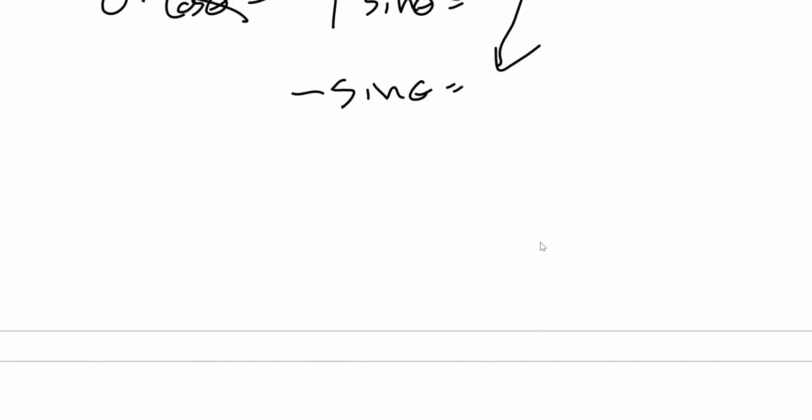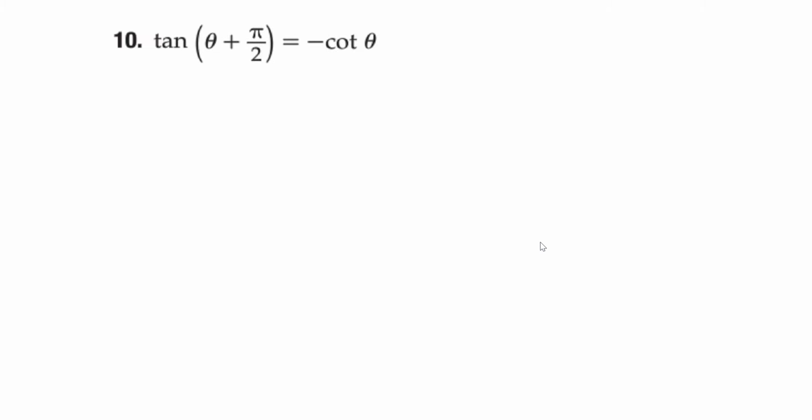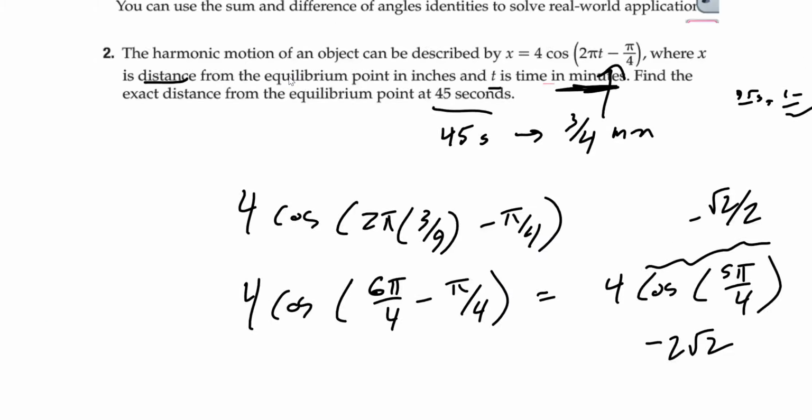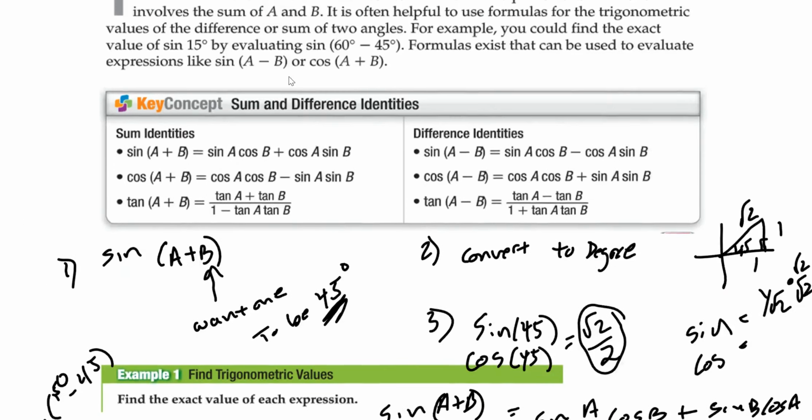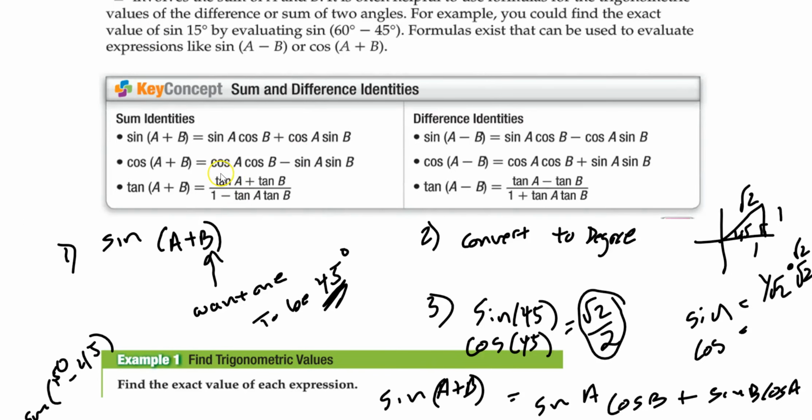Let's get a little more difficult. So tan of theta plus pi over 2 equals negative cotan. Now we haven't done a tan one yet, so I'm going to look at the formulas to remind myself. Alright, so tan of A plus B is tan A plus tan B over 1 minus tan A times tan B.